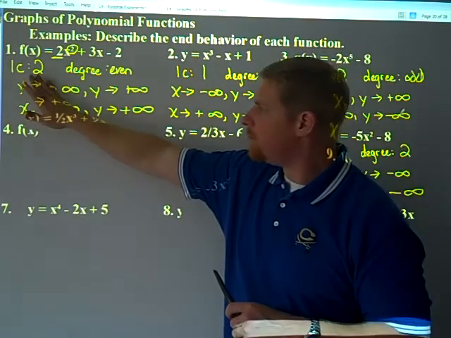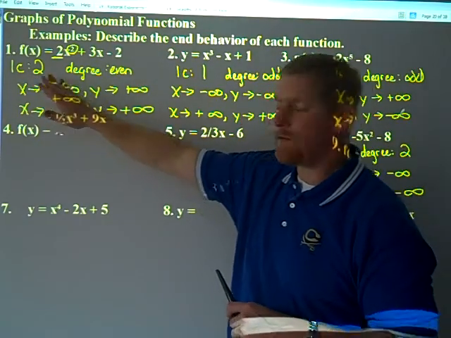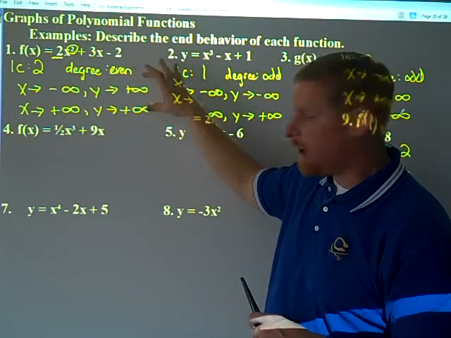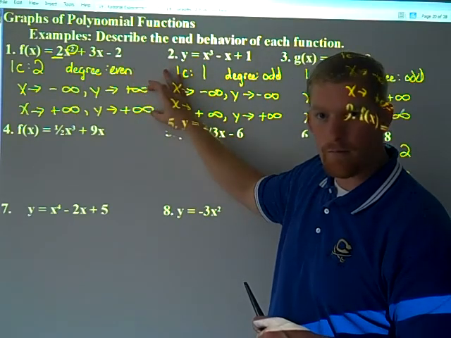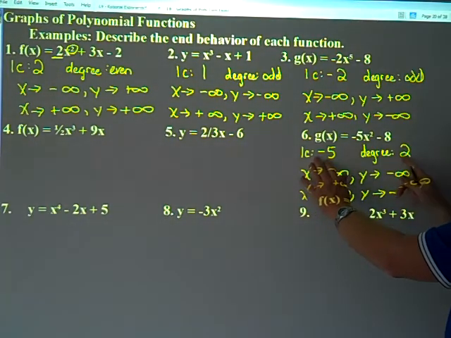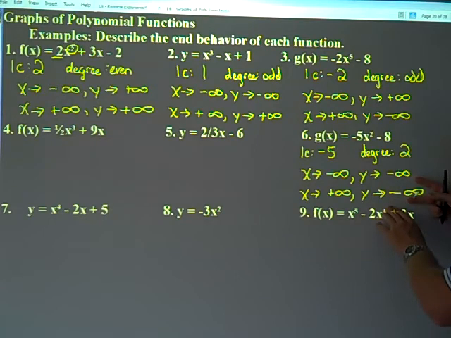The leading coefficient is 2. Our leading coefficient is positive. The degree is even. Our end behavior is positive infinity. If the leading coefficient is negative and our degree is even, our end behavior is going to be negative infinity.